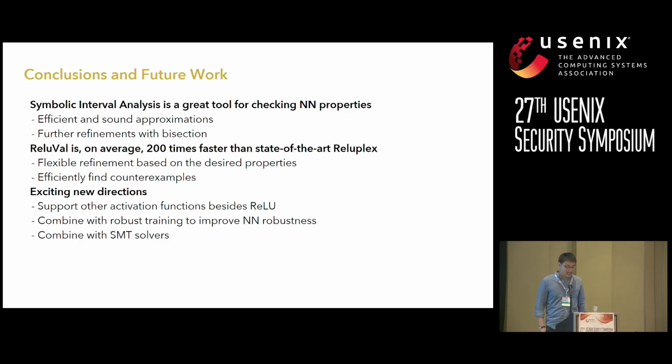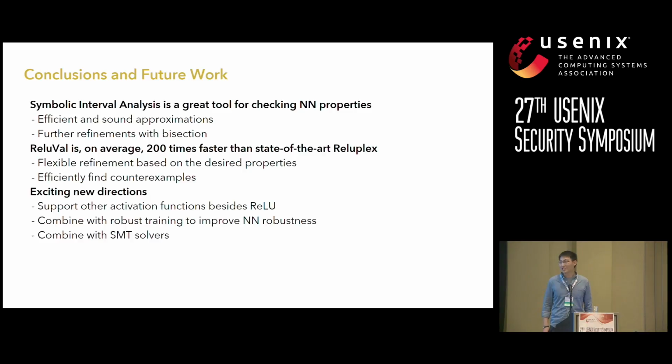Symbolic interval analysis is a good tool for checking neural network properties, and it can efficiently and soundly approximate the output, and it can further refine the output by bisecting and unioning the output. Also, ReluVal is on average 200 times faster than the current state-of-the-art solver-based verification system ReluPlex, and it can flexibly refine the output based on the desired properties, and it can efficiently find counterexamples compared to the other relaxation methods.